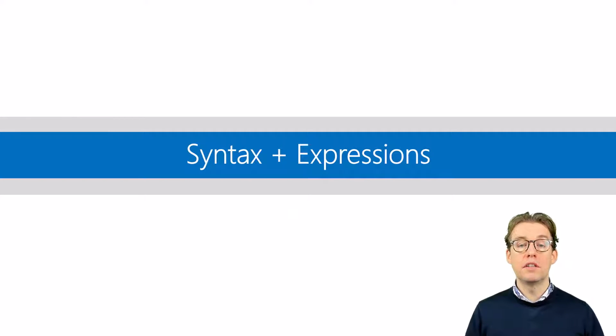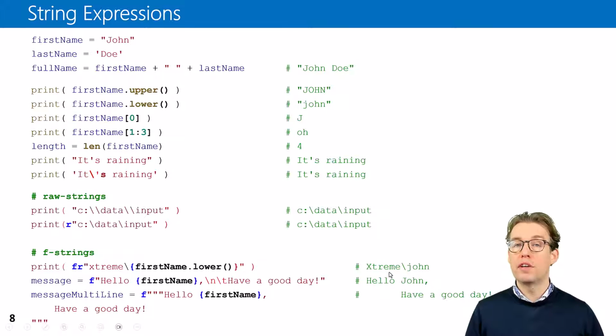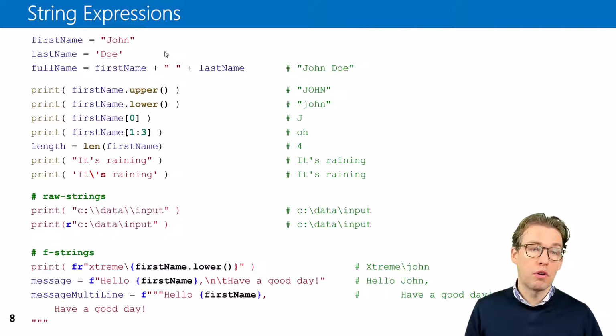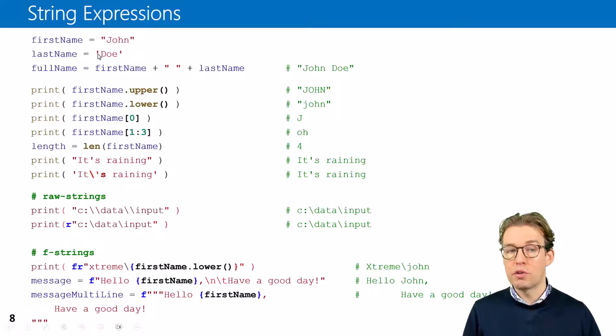Let's take a look at some syntax and expressions for Python. How can you declare a variable? You don't need the word declare like in T-SQL. You can just assign a variable like first name equals John or last name equals Doe. And if you want to have a string, you can use double quotes or single quotes. If you want to concatenate strings, you can just use the plus, basically the same as in T-SQL.